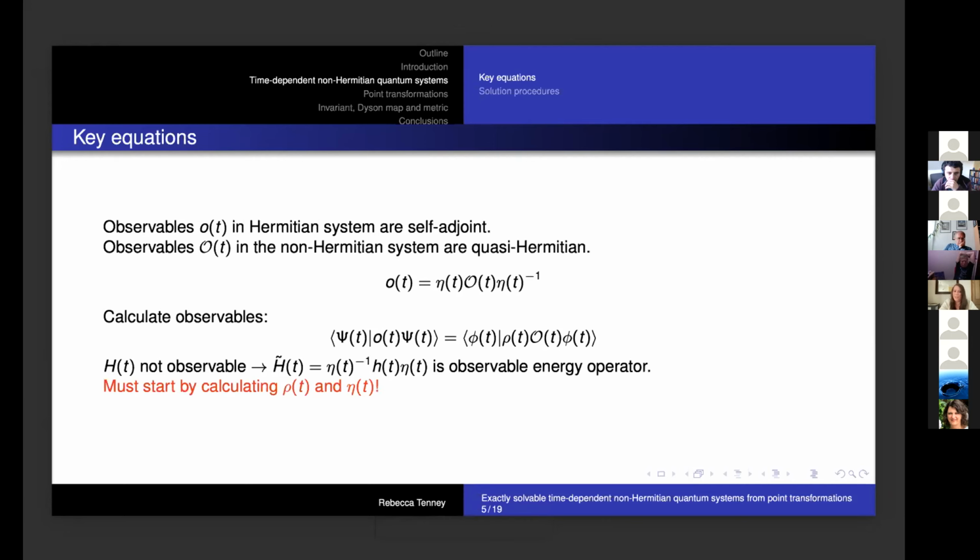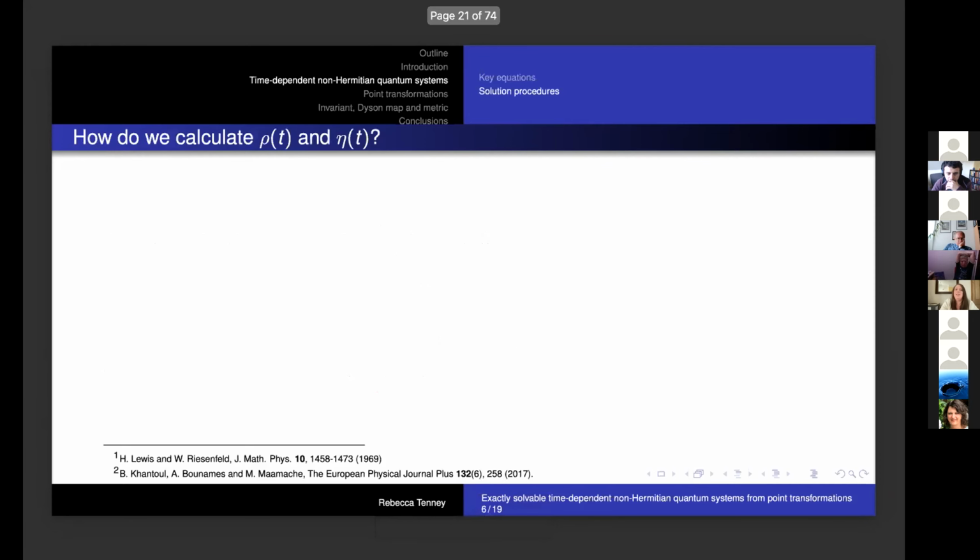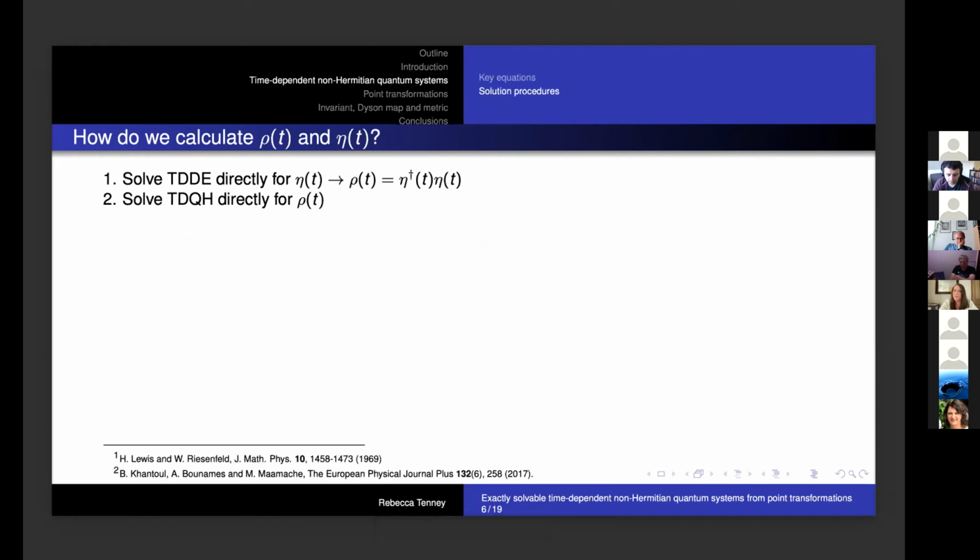It's very important. And there are many ways that you can go about calculating them. Firstly, you could solve the time-dependent Dyson equation directly for the Dyson map. And then from here, it's straightforward to construct the metric. You could instead solve the time-dependent quasi-Hermeticity relation directly for the metric. However, here it can be a bit harder to determine the Dyson map.